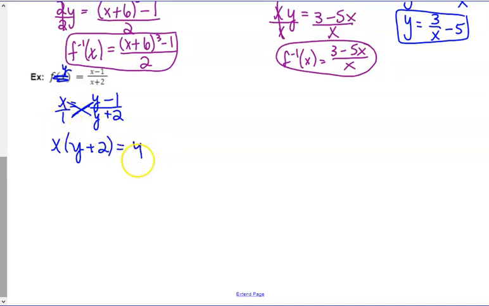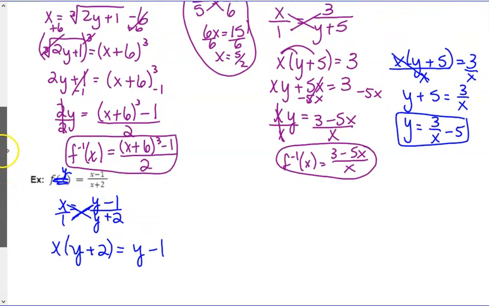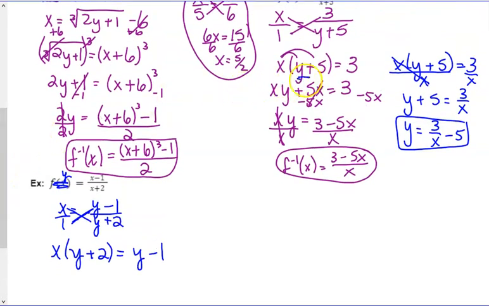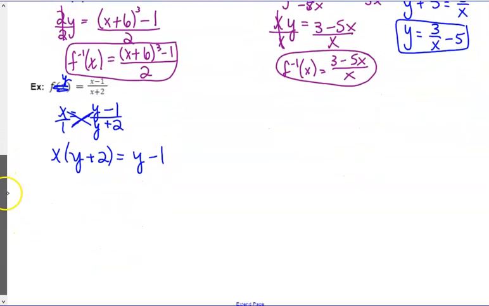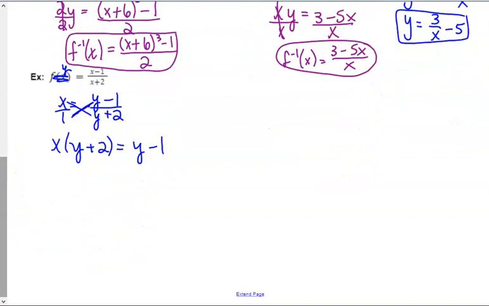Well, 1 times anything is itself. Now, the difference between this one and the last problem that we did is that now we end up having two y's that we have to group together. Over here, we only had one y to get by itself. That's why I wanted to show you this one, because it's a little bit on the tricky side. I'm going to simplify on the left side as much as I can by distributing. So I get xy plus 2x equals y minus 1.